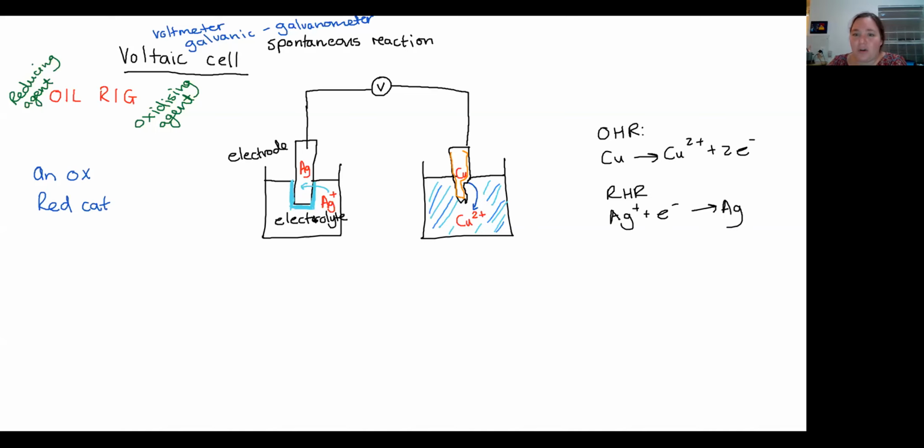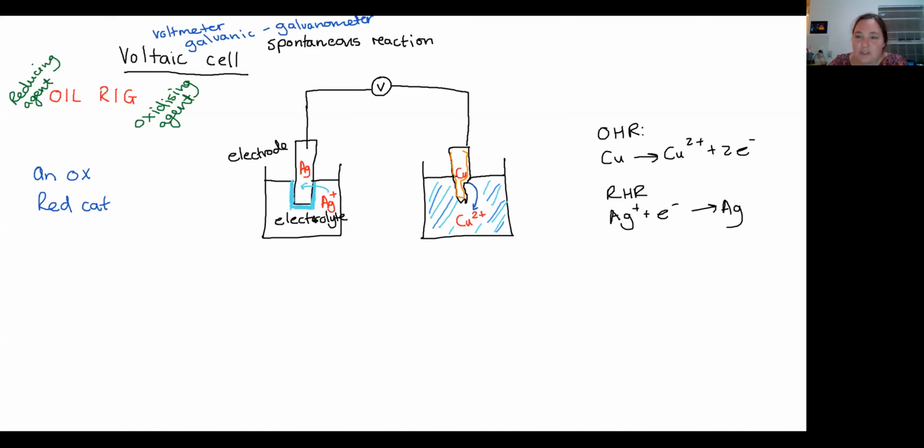So if we now go and look at those rules, I know over here that the oxidation half reaction is happening. I know over here with the silver, my reduction half reaction is happening. So I can now add in additional information and say that at the oxidation half reaction, this electrode is called the anode. So the copper is the anode. Red Cat, which means that the silver here, the electrode where that's occurring, is called the cathode.